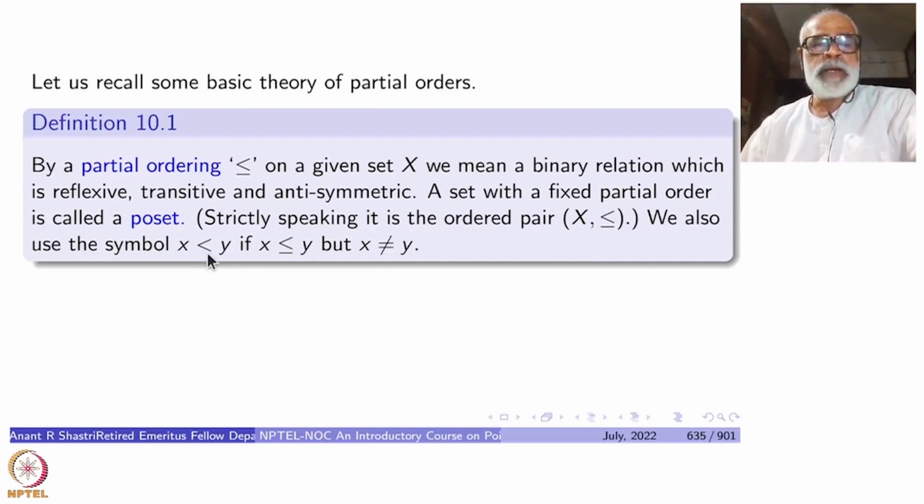Don't put the equality part here. x is less than y if x is less than or equal to y in this sense, but x is not equal to y. Less than or equal to will include the x equal to y case also. Because if x is less than or equal to y and y is less than or equal to x, then x is equal to y, that is what we have seen. And reflexive just means that x is always less than or equal to x, so that is already there.